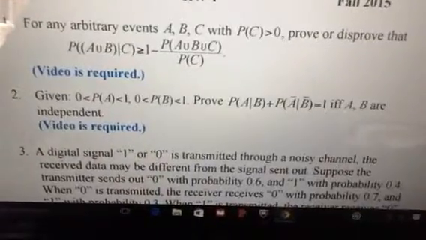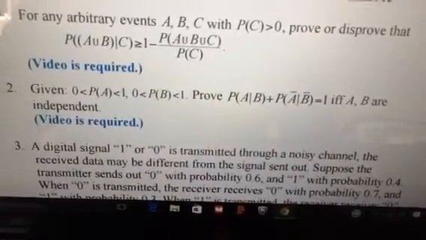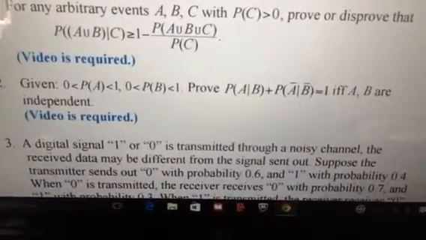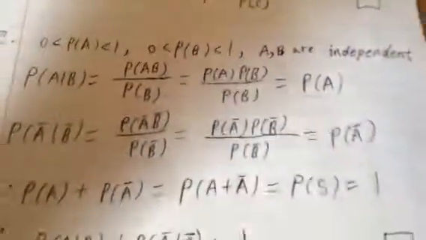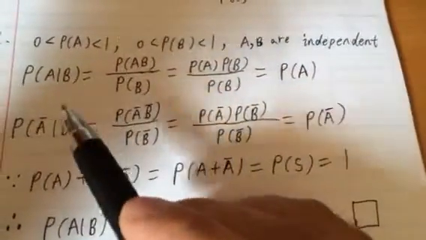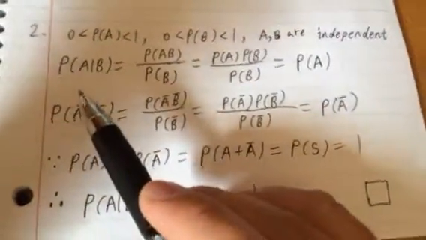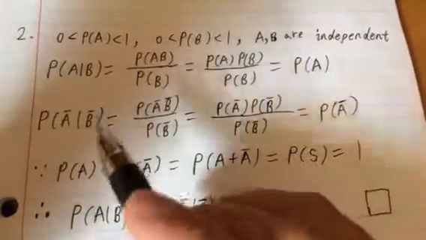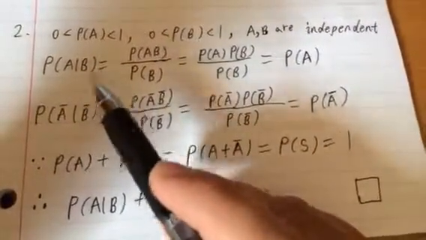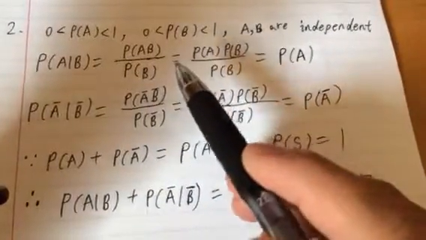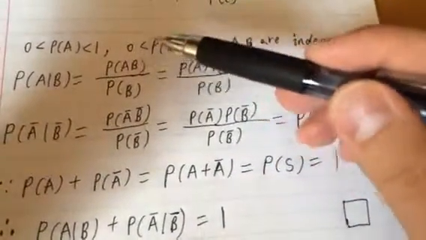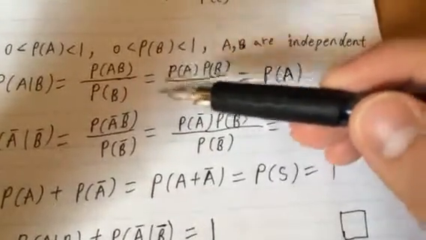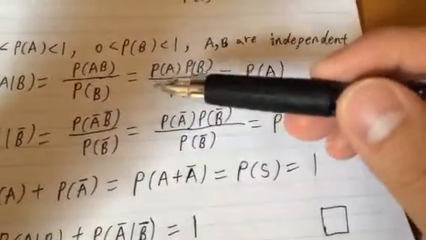And the second question is quite straightforward, because we are told that A and B are independent events. Also according to the property of conditional probability, the probability of event A assuming B equals the probability of the intersection of A and B over the probability of B.